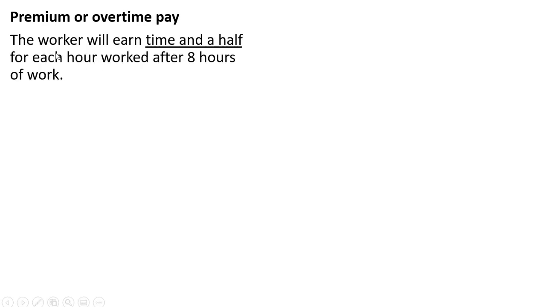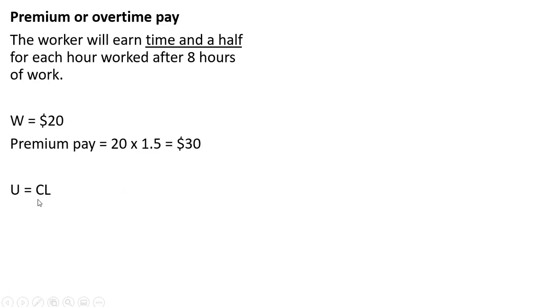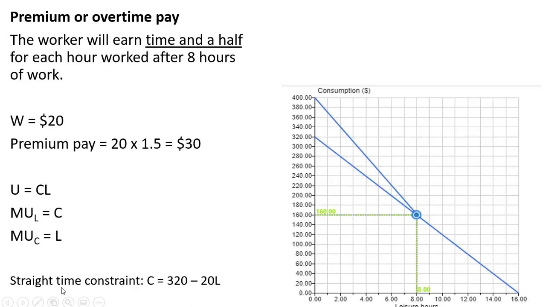Let's move to premium or overtime pay. The worker will earn time and a half for each hour worked after 8 hours of work. So if the market wage is $20, the premium pay, again for any hours of work in excess of 8, will be $30, 20 times this 1.5, time and a half. So our utility function, once again, our marginal utilities. So here's a straight time constraint, the equation we saw in the last slide.